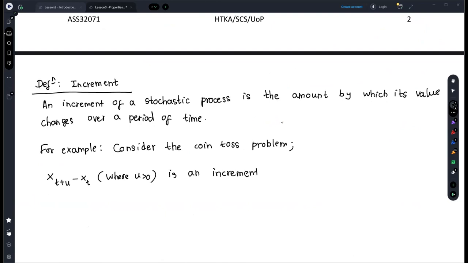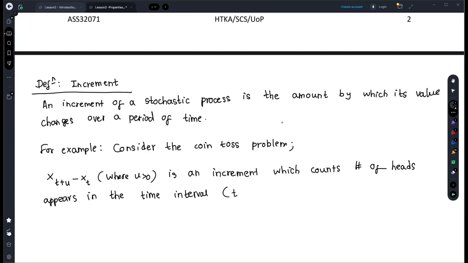That is, if you do X_{t+u} minus X_t, right? It is an increment which counts the number of heads that appear in the time interval. What is the interval now? t to t plus u. Right, so to think about this interval, up to here. So this difference is u.